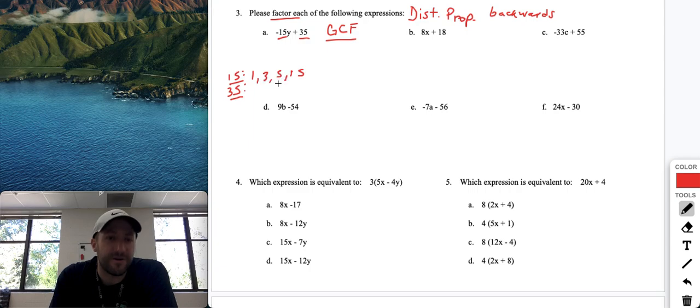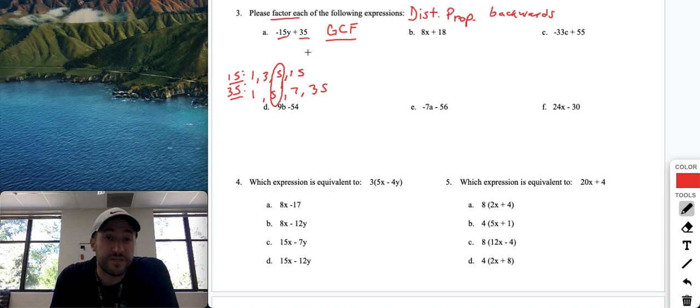Notice how I do them in pairs. That way I don't forget. I don't want to forget any. Factors of 35, that'd be, let's see, 1 and 35. 5 and 7. Is that it? I think that's it. Yeah. Looks like the greatest common factor was a 5 right here.